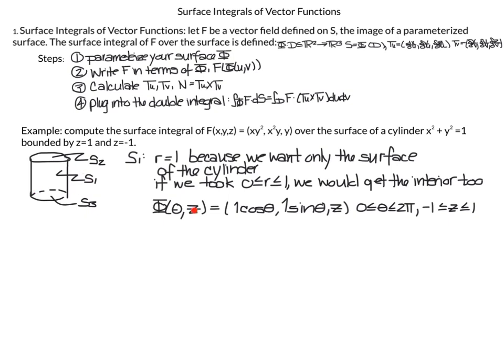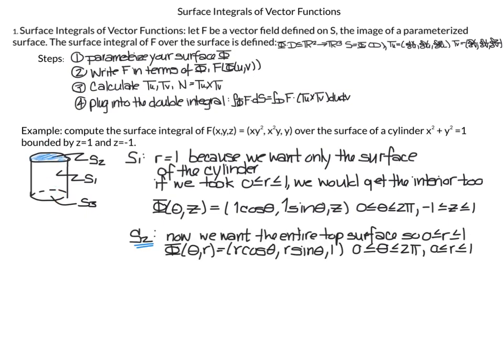So our mapping only depends on theta and z. We have 1, since r is constant, cosine theta, 1 sine theta, and z. Theta goes between 0 and 2 pi, and z goes between -1 and 1. That will give us our cylinder of height 2. I'm just going to compare those to the surfaces for S2 and S3.